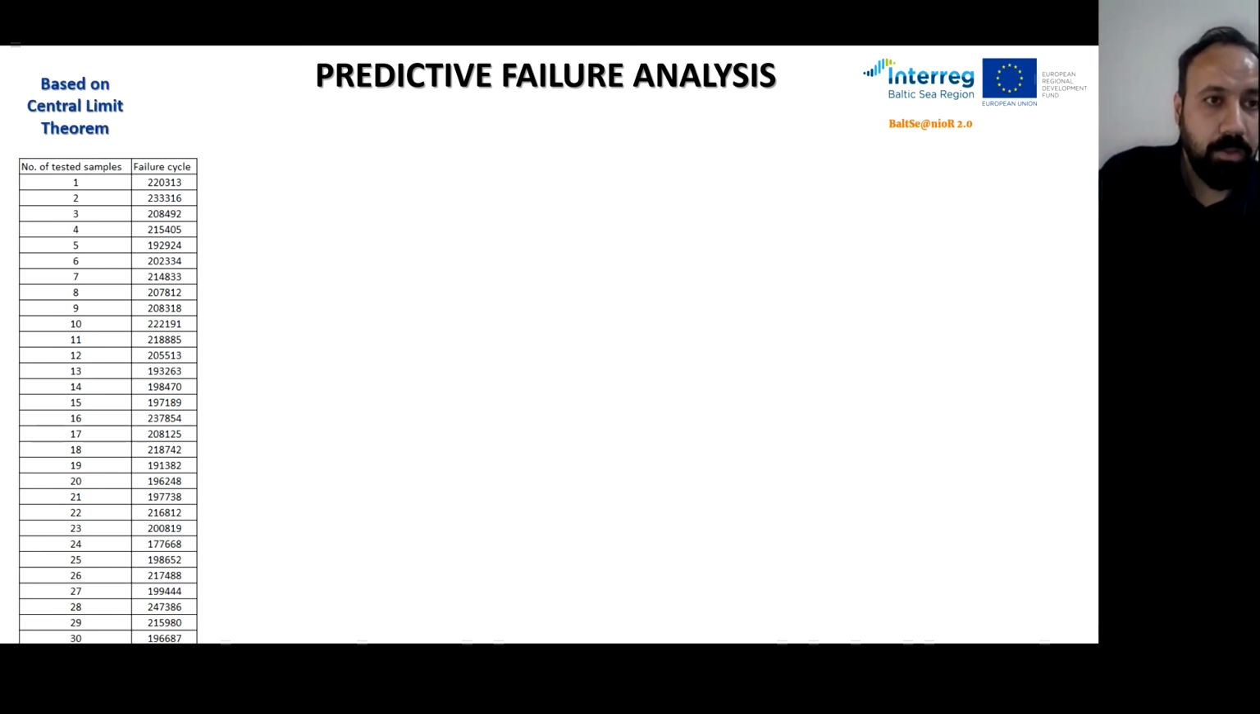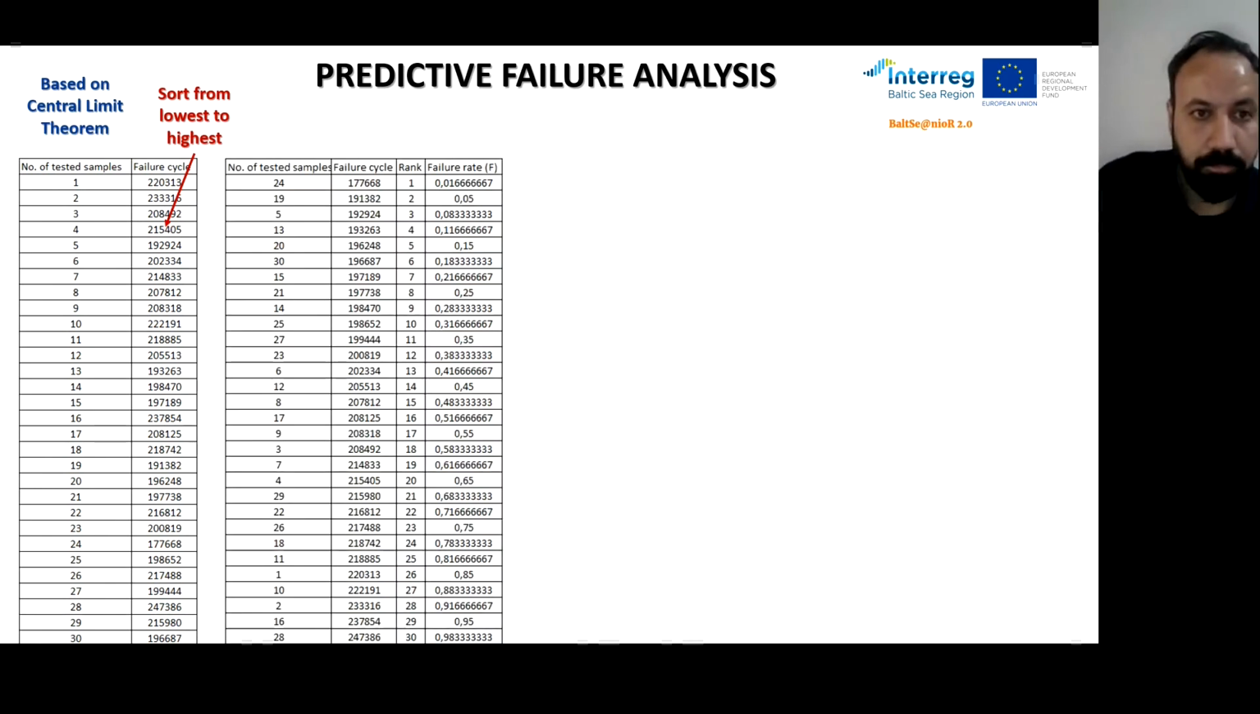Here, based on the central limit theorem, I choose 30 samples because I assume my data is normally distributed. The central limit theorem says that if the sample size is 30, your data is normal, so you can safely make your statistical analysis. And here, I just give my numbers, but I need to sort my cycles from lowest to highest, because for the variable distribution plot I need the data from lowest to highest. So that's why I need to sort them in Excel.